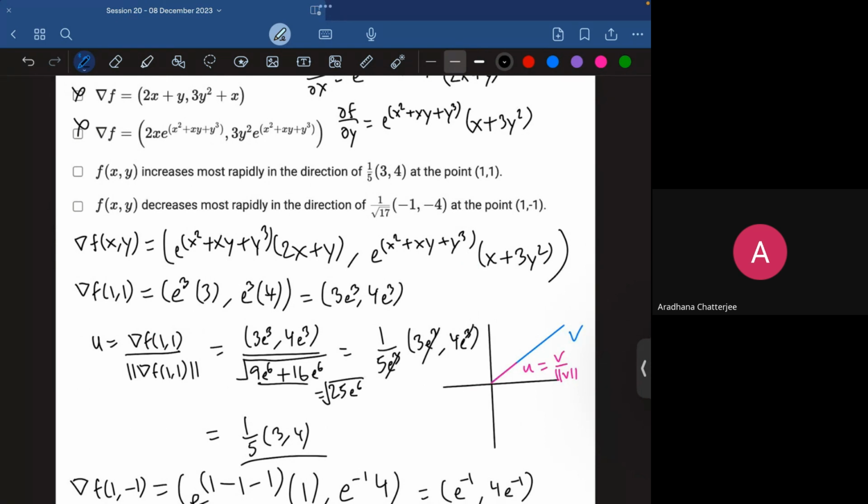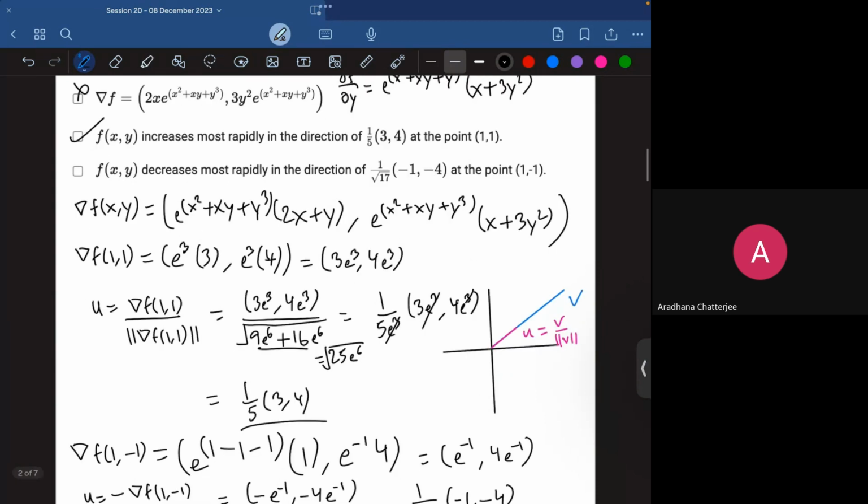Okay, so here we wanted to maximize, so we computed the gradient at the given point. And then to get the direction we also had to divide by the norm. So that is basically what gave us 1 by 534. So the second last option is correct.